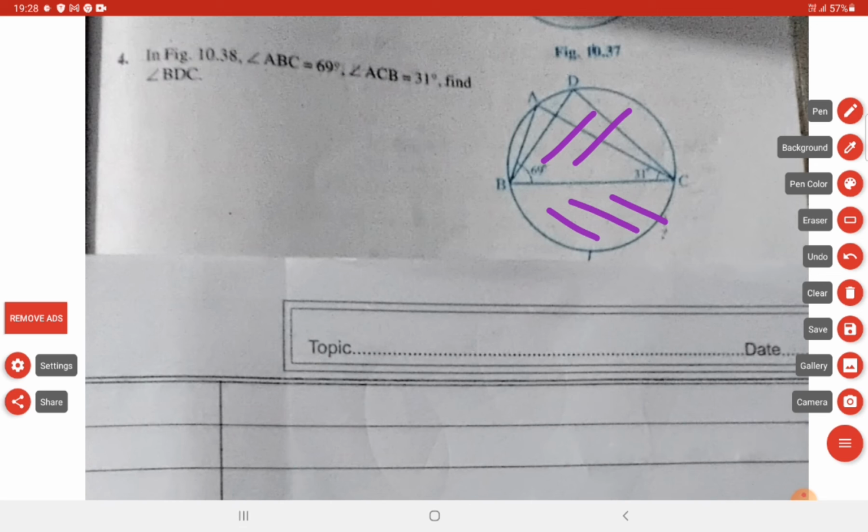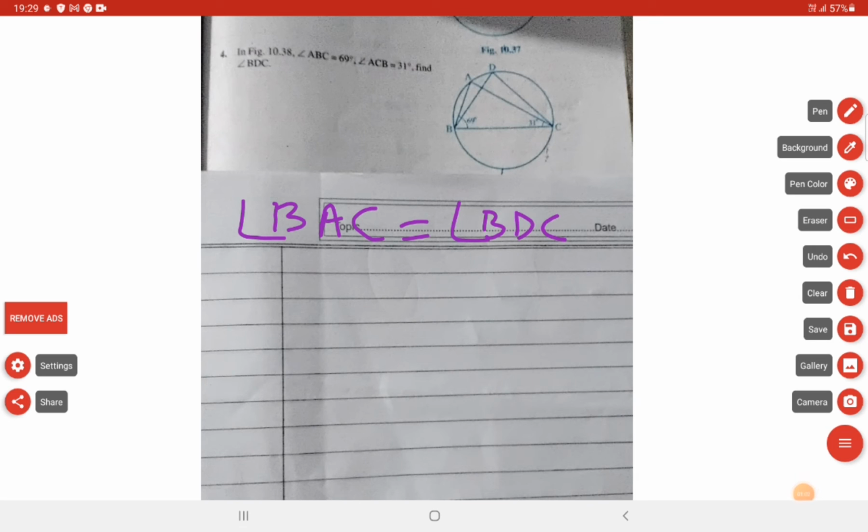Now we know angles in the same segment are equal. See, this is one segment and angle A and angle D are in the same segment. Hence those angles are equal by theorem 10.9. So angle BAC equal to angle BDC by theorem 10.9. Angles in the same segment are of equal measurement. We have to find angle BDC. So if you get angle BAC, then that measurement will be angle BDC also.